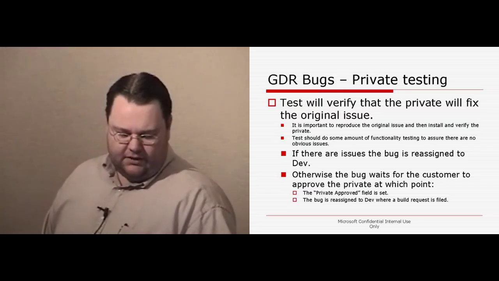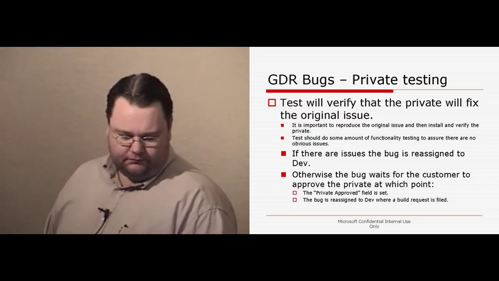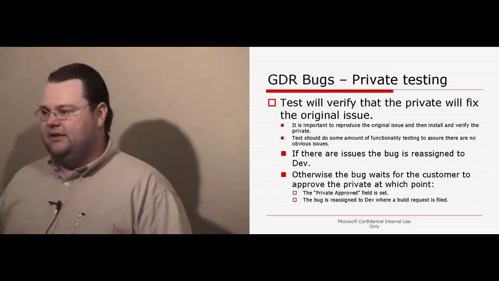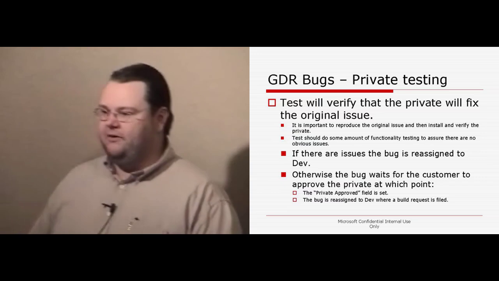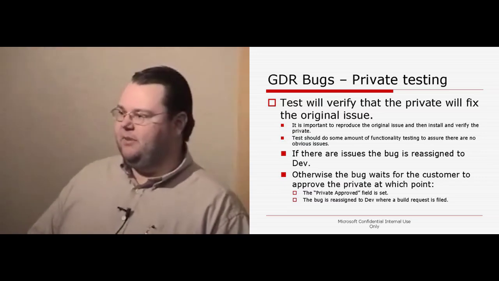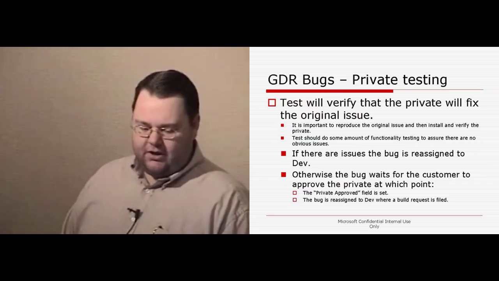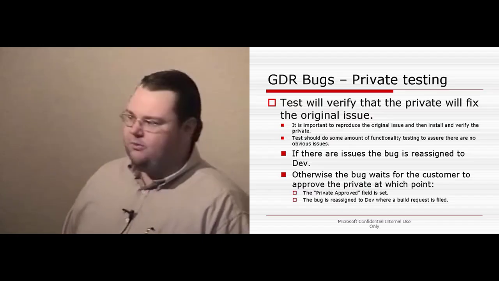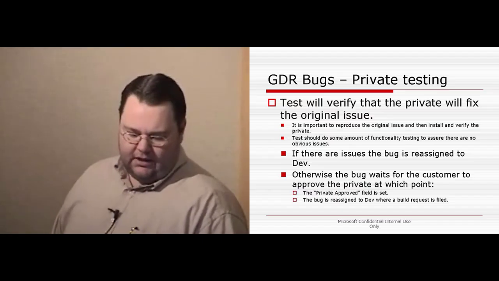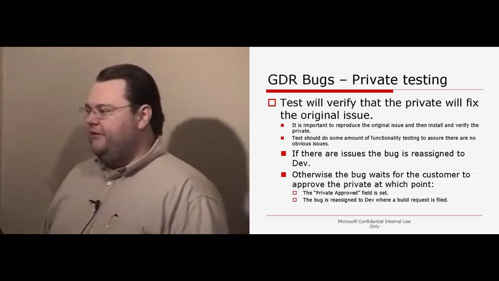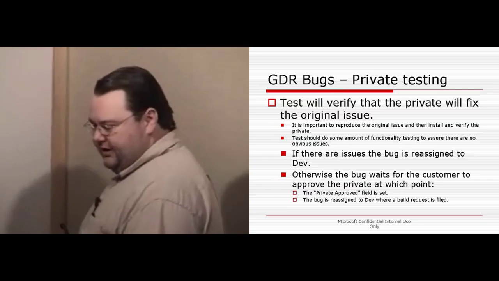Okay, so once they've done one of those three things, then essentially from our side, the next thing we'll see is the private testing. So we'll get an email from the developer, who you've probably already worked with on this bug at this point. They'll send you an email with a link or a pointer to the private that's gone through BVT testing, and they think it's fairly solid. And they'll want you to do some testing on the private. So it's very important at this point.